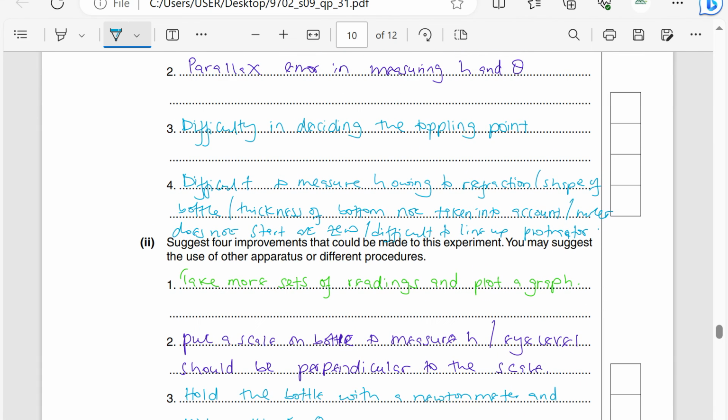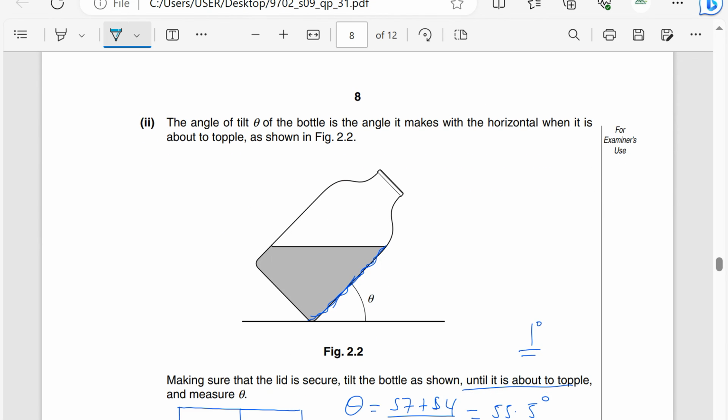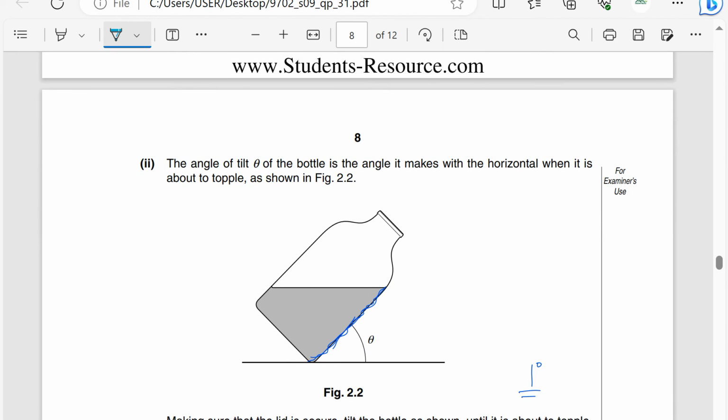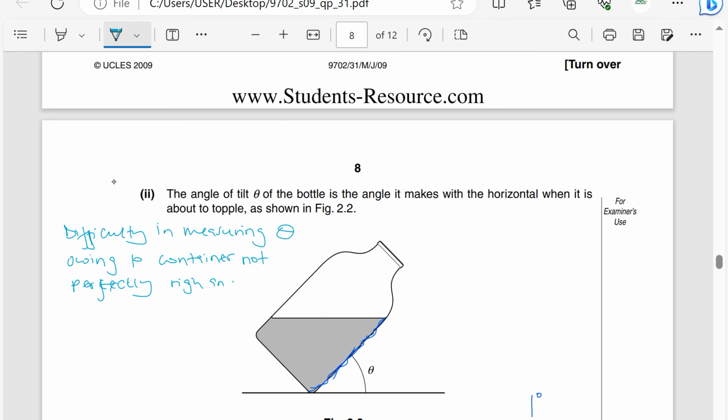Of course, there could also be one that you could have noticed when you look at your bottle. It could be difficult again to measure theta because the container is not perfectly right angled. So difficulty in measuring theta owing to the container not perfectly right angled. Okay, so that is a limitation.